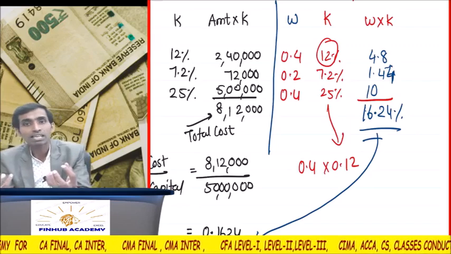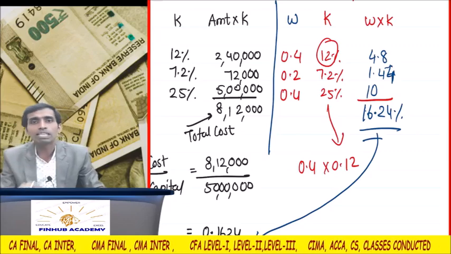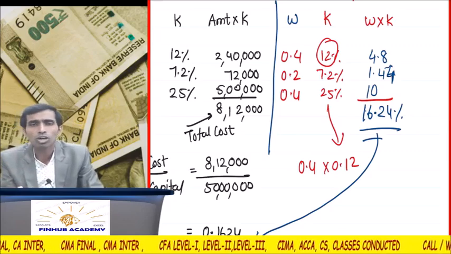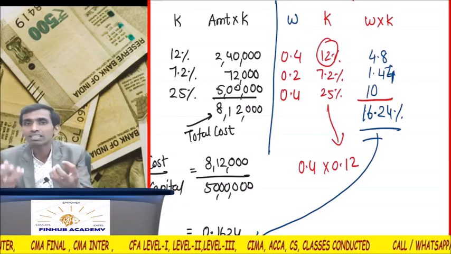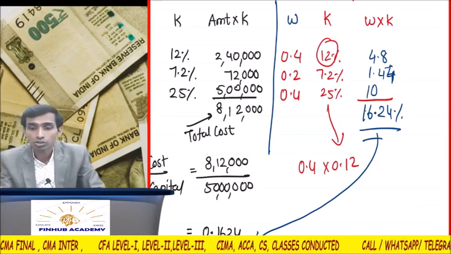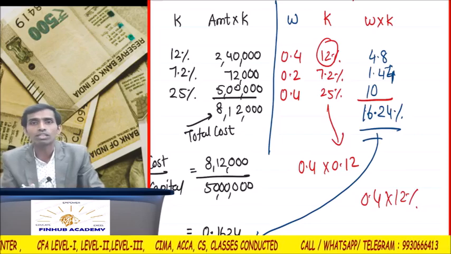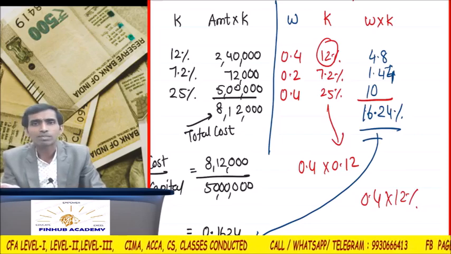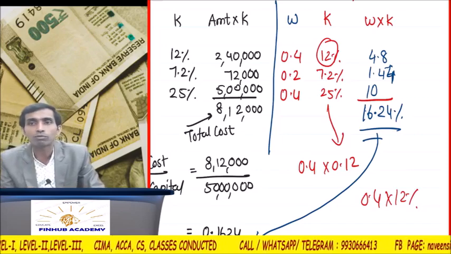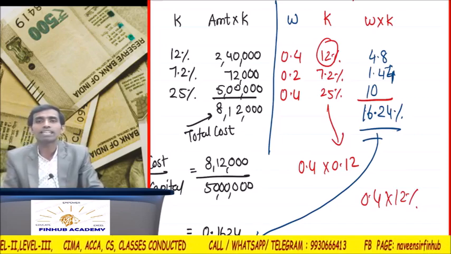If you take both in decimal, the answers will be the same. But again you will have to multiply with 100. So why do all those things? Take one thing in decimal, take another thing in percentage. And those who have pressed 0.12 into 12% on your calculator, that is wrong. 12 is in percentage, so just multiply 12 by 0.4. How much is it? 4.8.